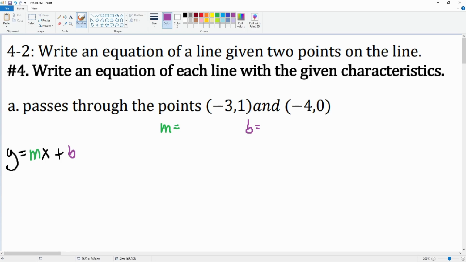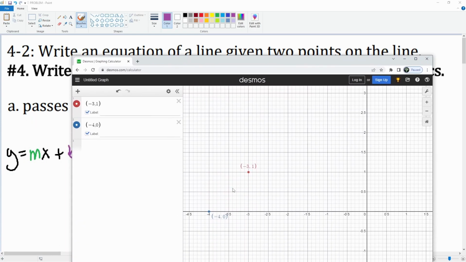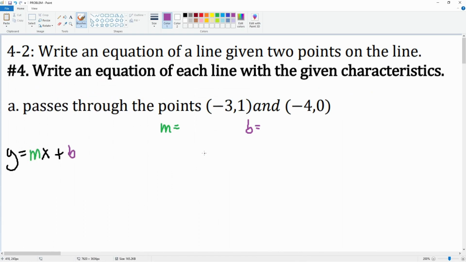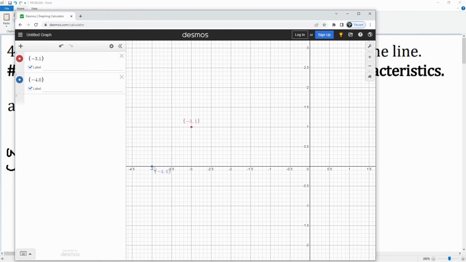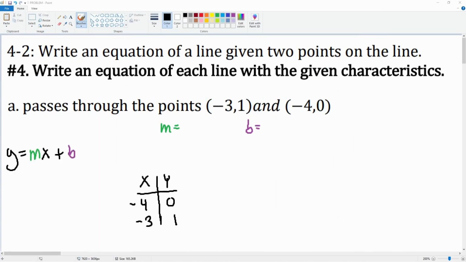To help you along, I decided to graph the points on Desmos. Here you can see it visually, and we read it from left. The first point we see is -4, 0, and the second point is -3, 1. That allows me to set up my table of values to get my slope. Here's my x, here's my y. My first point is -4, 0. Then my second point is -3, 1, because again, it is the left point that is first, then the right point that is second.